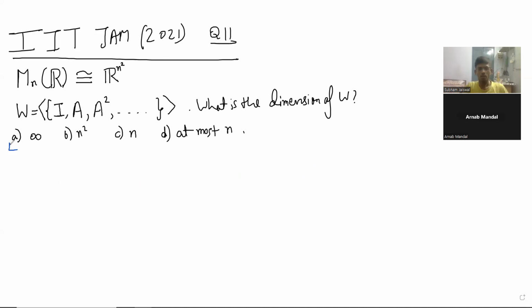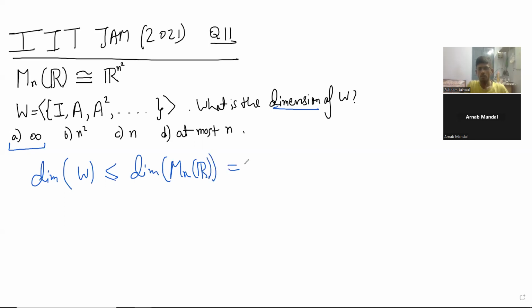So why do you think infinity is not possible? Because W is a subspace, right? The dimension of a subspace of a vector space is always less than or equal to that of the vector space, and this dimension is n square. So this dimension will be at most n square. That has nothing to do with this subspace; it holds for any subspace of any vector space. So this is automatically not possible. It's a reasoning which will work in general.